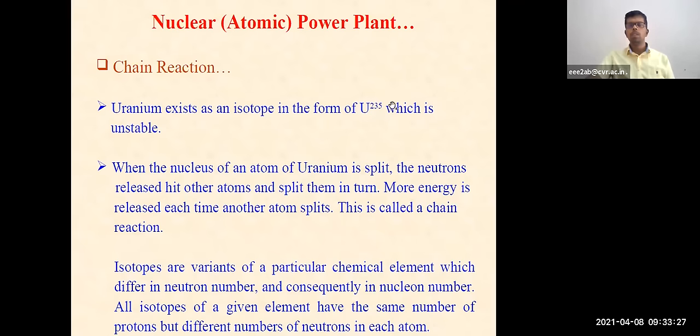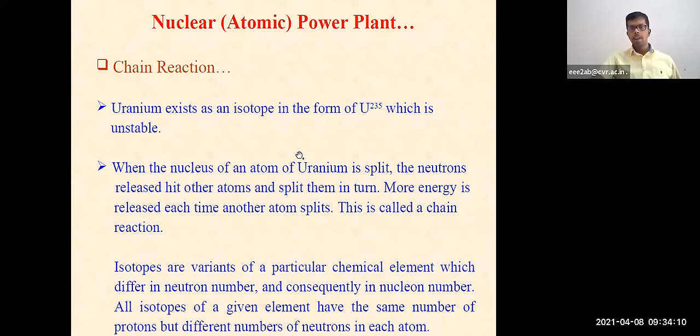Even uranium-235 is the same. It has the same number of protons but a different number of neutrons in each atom. When the nucleus of an atom of uranium splits, the neutrons released hit the other atoms and split them in turn. More energy is released each time another atom splits, so more energy will be produced. That reaction is called chain reaction.